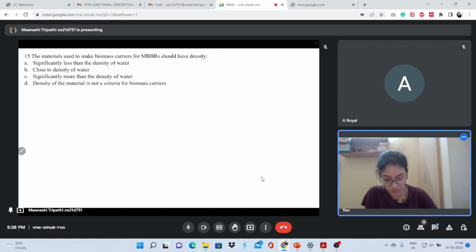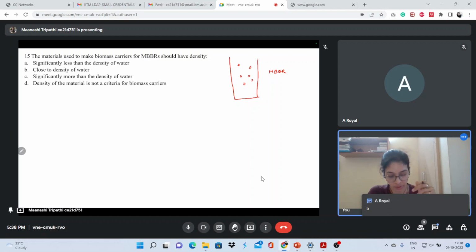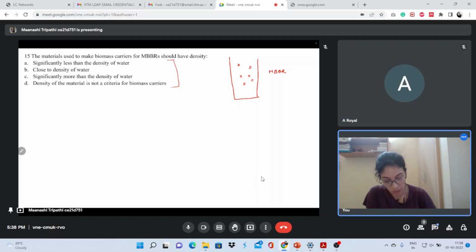So the last question is, the material used to make biomass carriers for MBBR should have density. See, now what is our objective? We want this media to always be in motion. So we cannot make it heavy, right? In MBBR, we cannot make it heavy. It has to be very light. So the lightness of this media is compared to water. So what kind of density do we want? Less than water, equal to water, more than water, or density of the material is not a criteria.